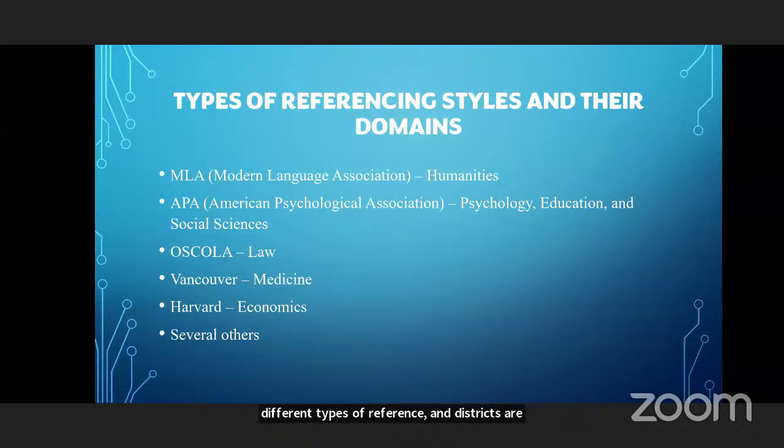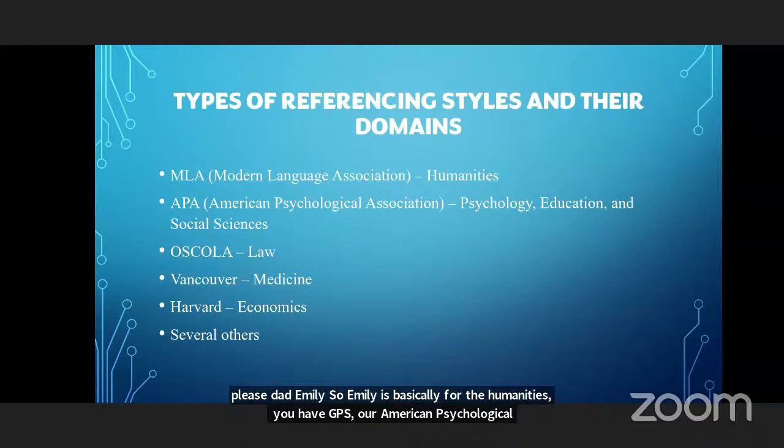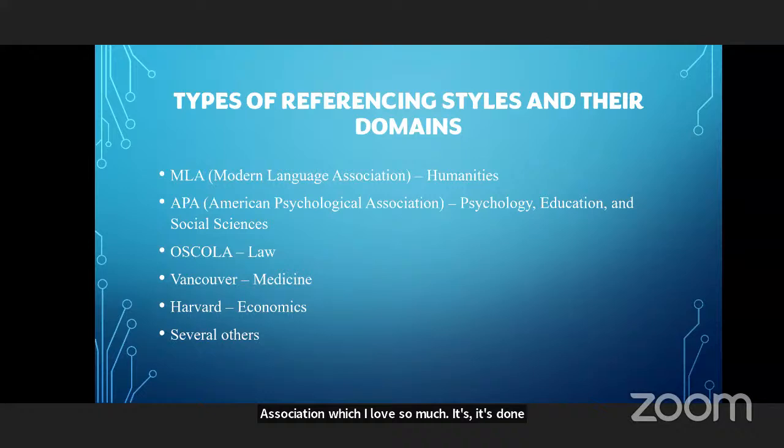You have APA style, American Psychological Association, which I love so much. Its domains are psychology, education, and social sciences. Then you have OSCOLA, which is for law. Vancouver is for medicine. Harvard is for economics. Then you have several others. This list is not exhaustive.